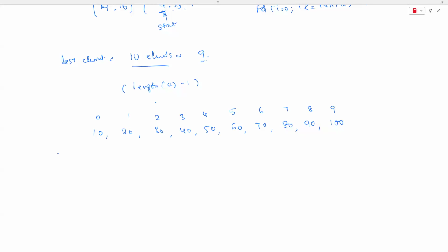Left to right, the index is always from 0 to n minus 1. Python has also given the index starting from the right-hand side to the left-hand side. That is minus 1, minus 2, minus 3, minus 4 and so on, up to minus n. It is from right to left, guys.